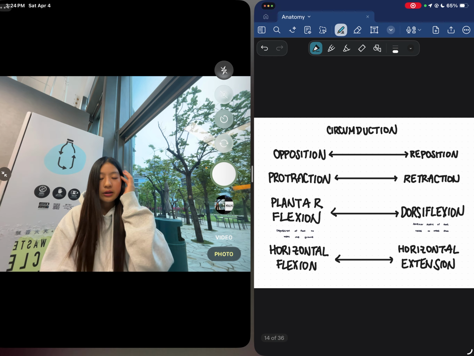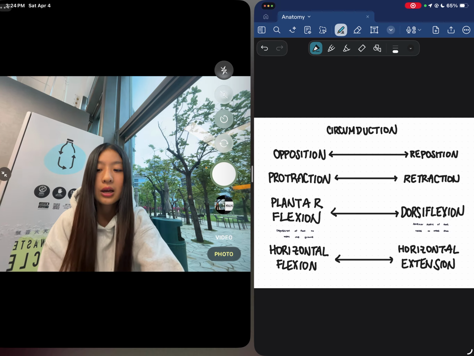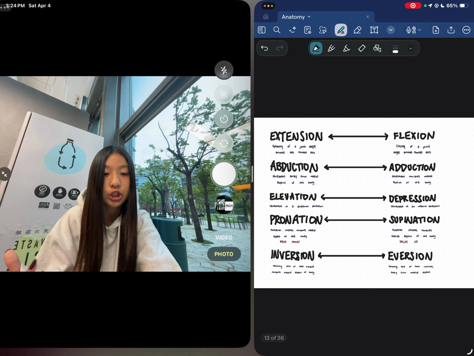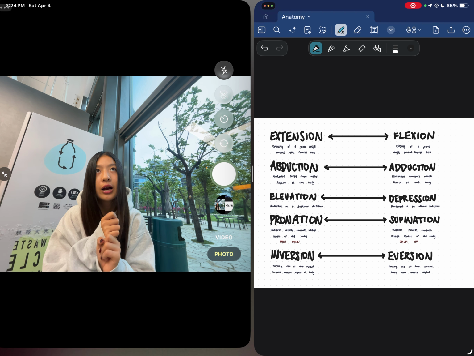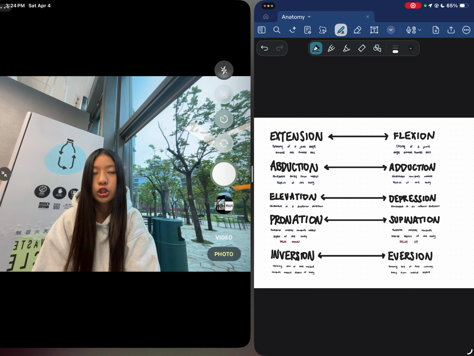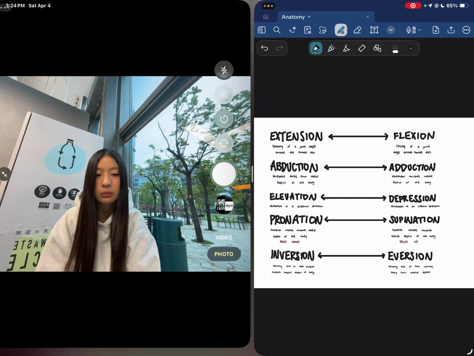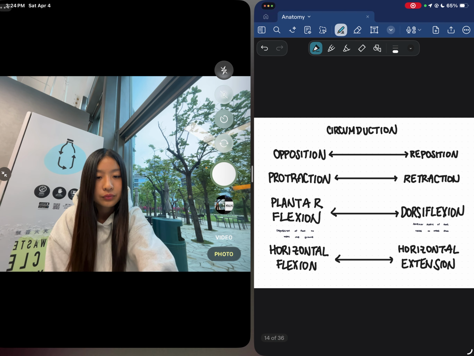Okay, the next term, circumduction, is actually a combination of extension, flexion, abduction, and adduction. This one really occurs in the ball and socket joints, which are your shoulder and hip joints. So they're able to perform all four of the movements simultaneously, I guess.